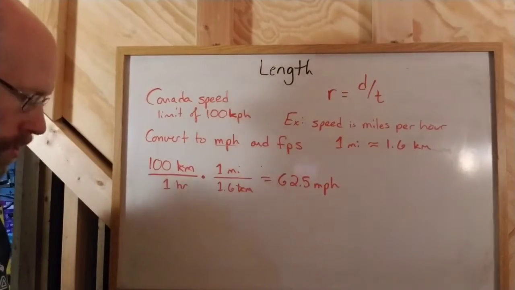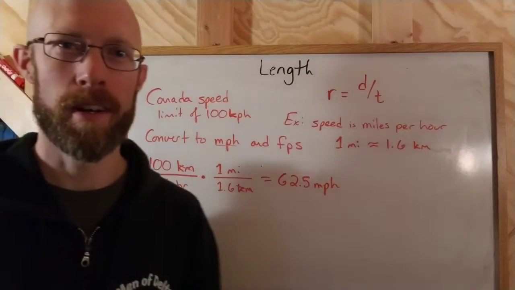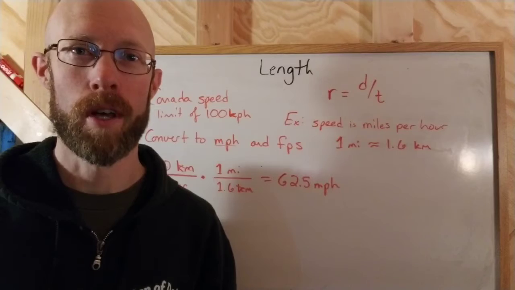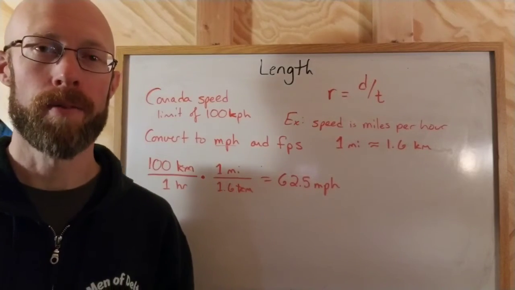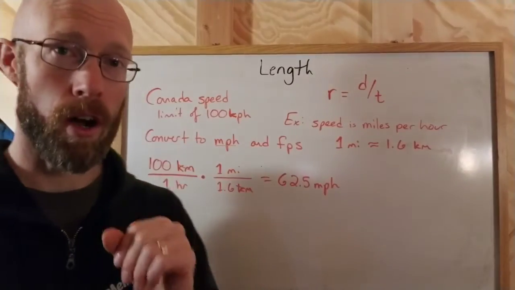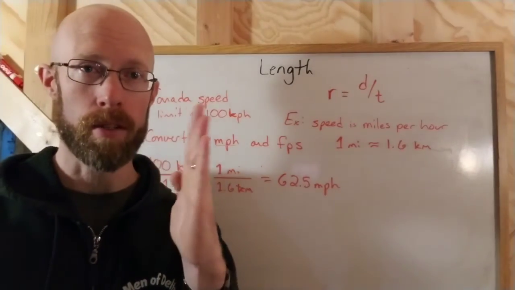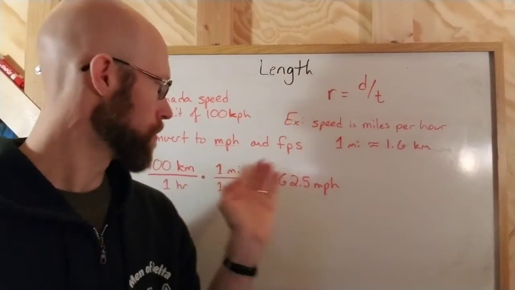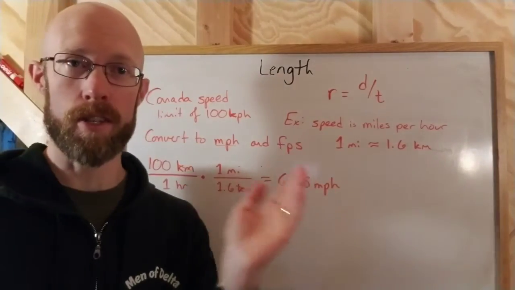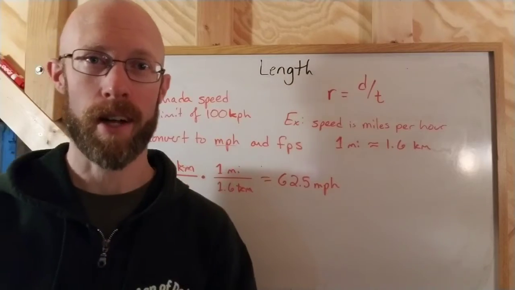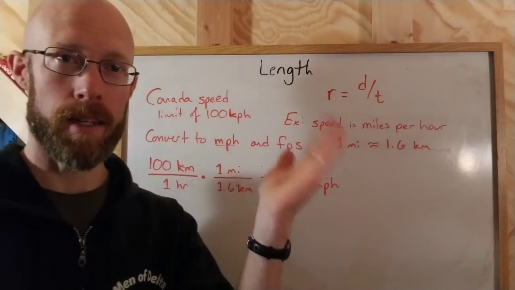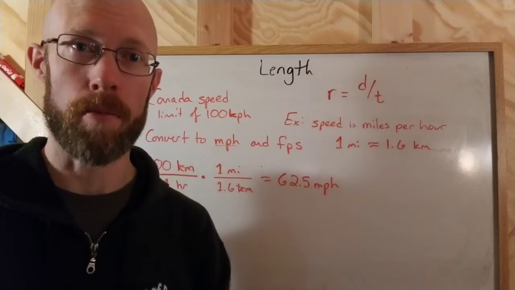So when you thought you were able to drive a speed of 100, you're really looking at 62.5 miles per hour. And if you look at your speedometer gauge in your car, when the needle is right on 100 kph, it will be reading 62.5 mph. Okay, so on your speedometer, those two numbers will coincide.